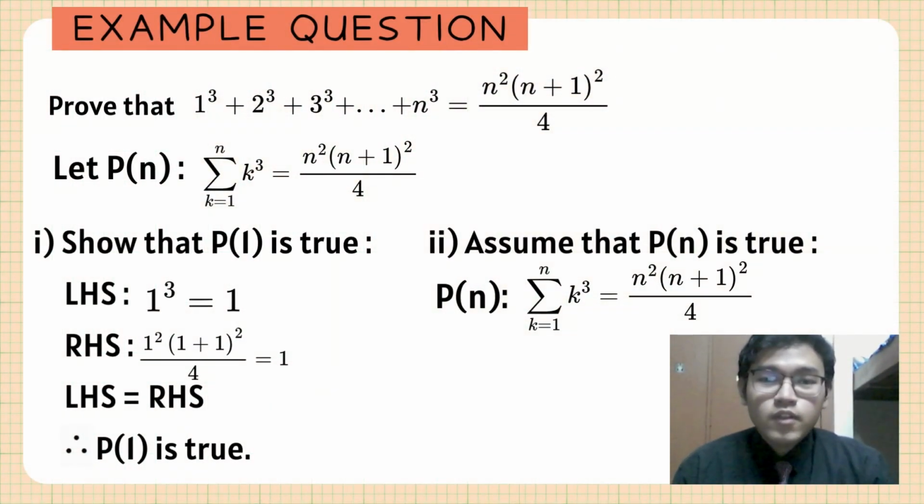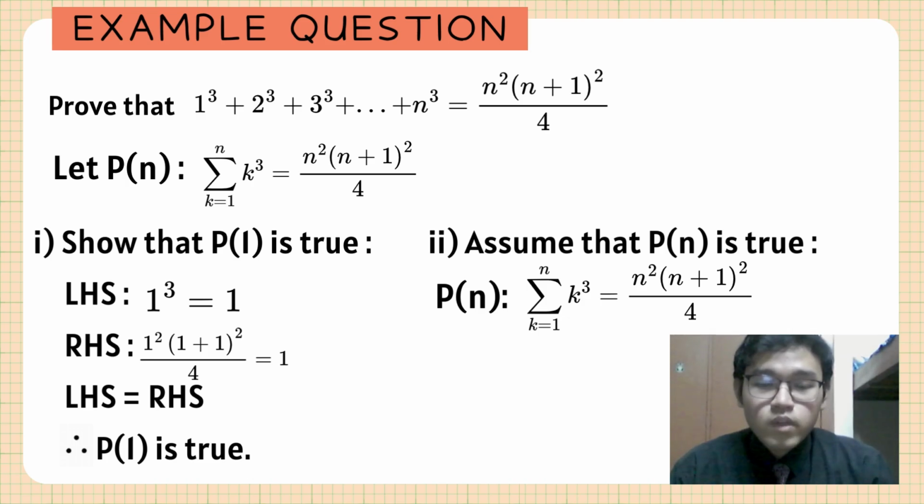And now we are moving to an example question for mathematical induction. So the question is: prove that 1 cube plus 2 cube plus 3 cube and so on plus n cube equals n squared multiplied by (n plus 1) squared over 4. So we let P(n) equal the summation of k cube equals n squared multiplied by (n plus 1) squared over 4. So the first step is to show that P1 is true.